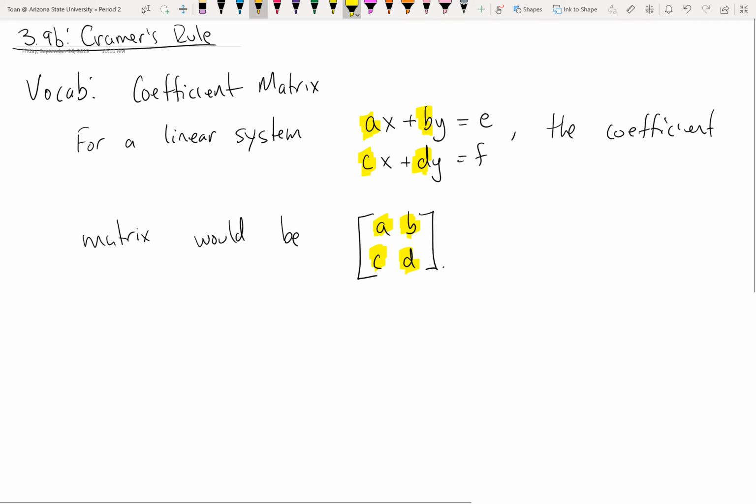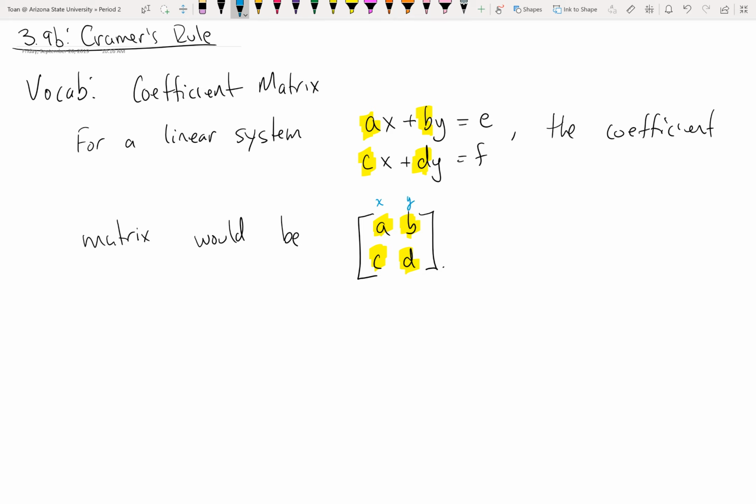You guys see how in this coefficient matrix, a and c are the numbers in front of the x's? See how a and c are in this column? So in a coefficient matrix, you can think of the first column as the x column, the second column as the y column.